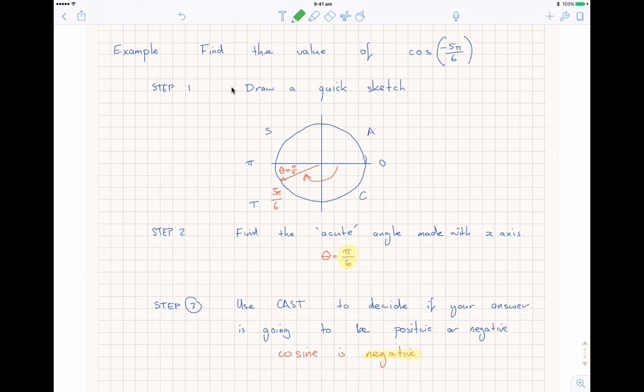So if we're finding the value of cos of minus 5 pi on 6, what I would always do is do a quick sketch. It can be even quicker than the one that I've just sketched there, just so that you visually see where that angle is in the unit circle. So minus 5 pi on 6, we go in a clockwise direction from the x-axis. There it is. The next thing is to find the acute angle made with the x-axis. So if that's 5 pi on 6, and this is a whole pi here, then it makes sense that that bit there has to be just 1 pi on 6. So that's the angle that we're going to use in the first quadrant.